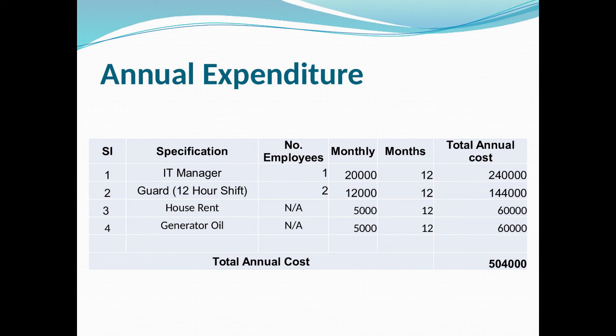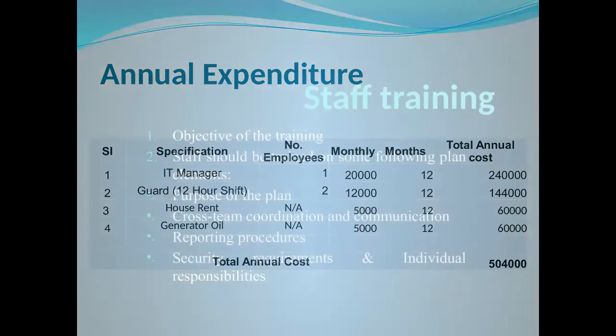House rent is 5,000 taka per month and 6,000 annually. The oil for the generator will vary based on the amount of load shedding. We took an average of 5,000 per month and 60,000 annually, so the total annual cost gets 5,04,000 taka.